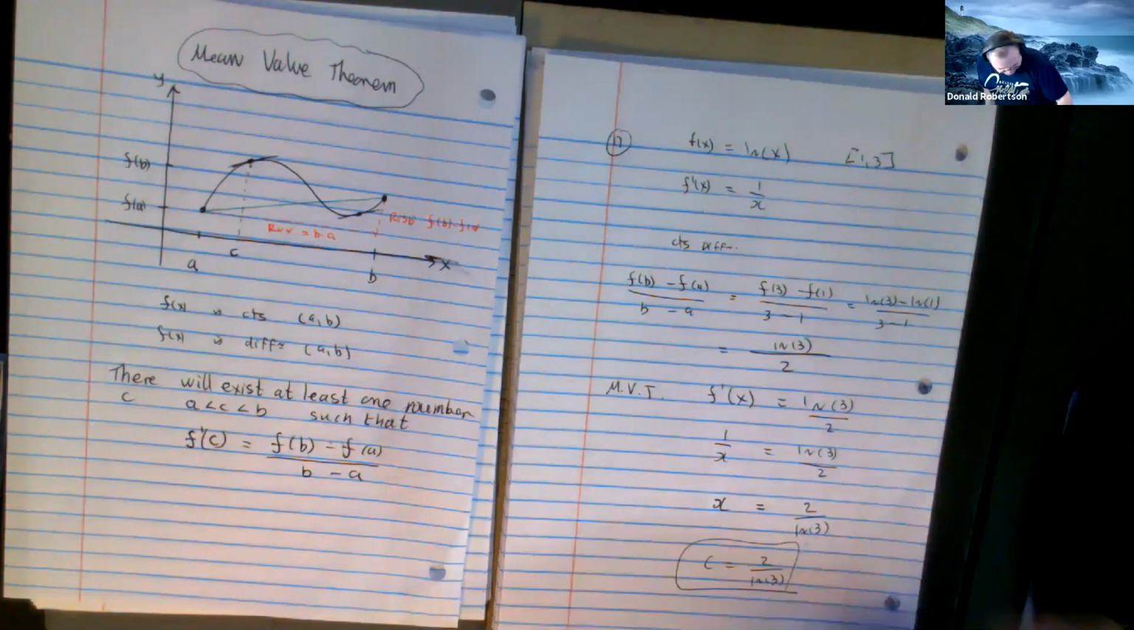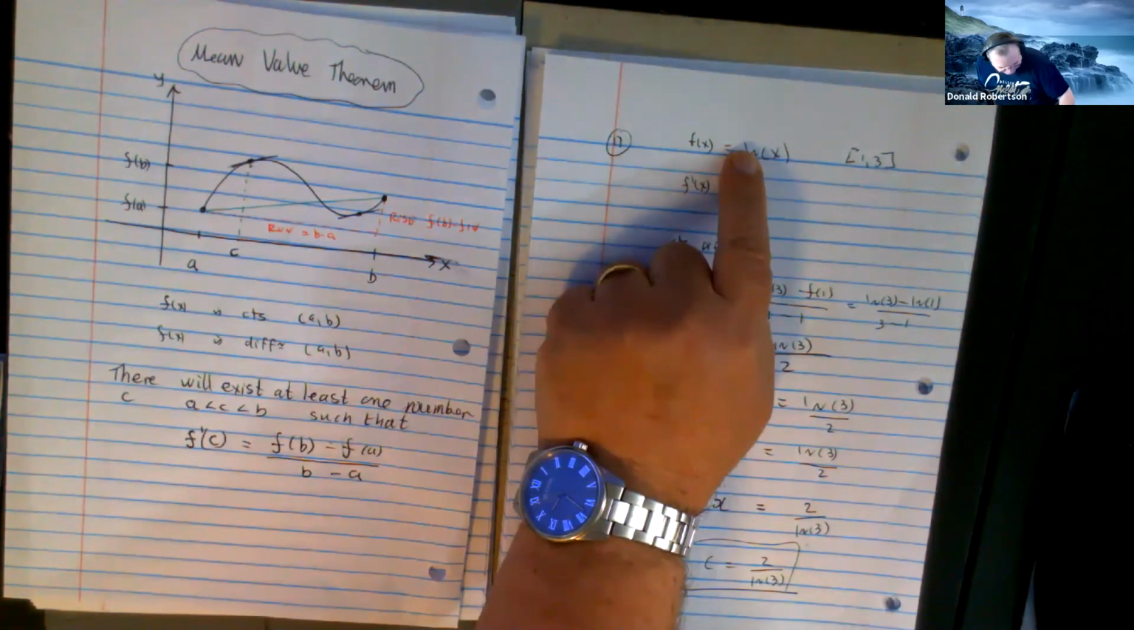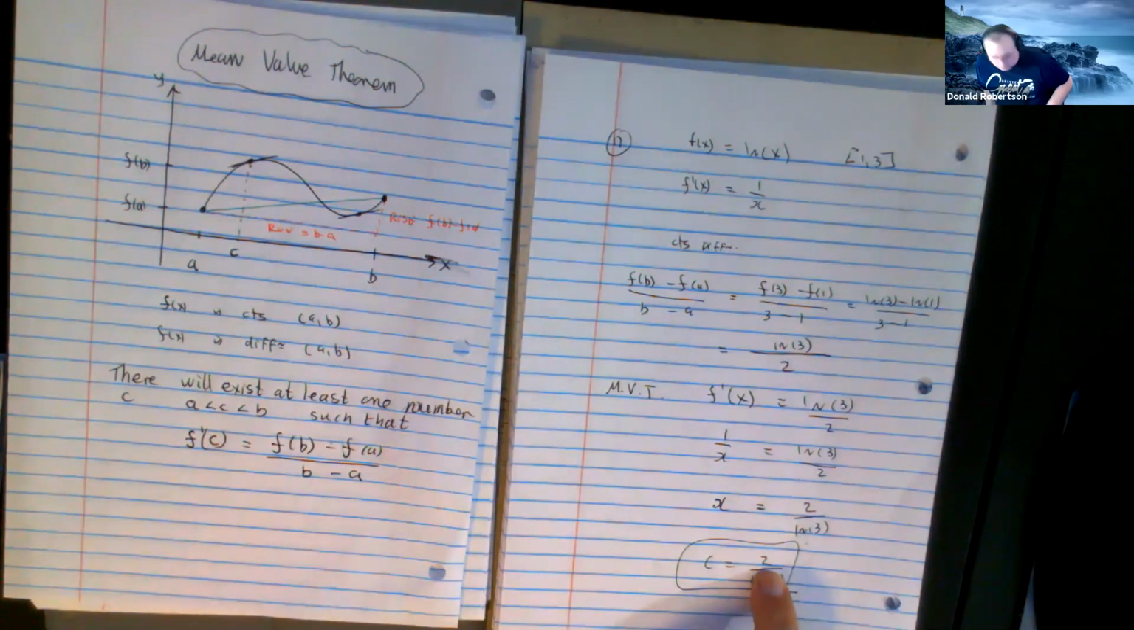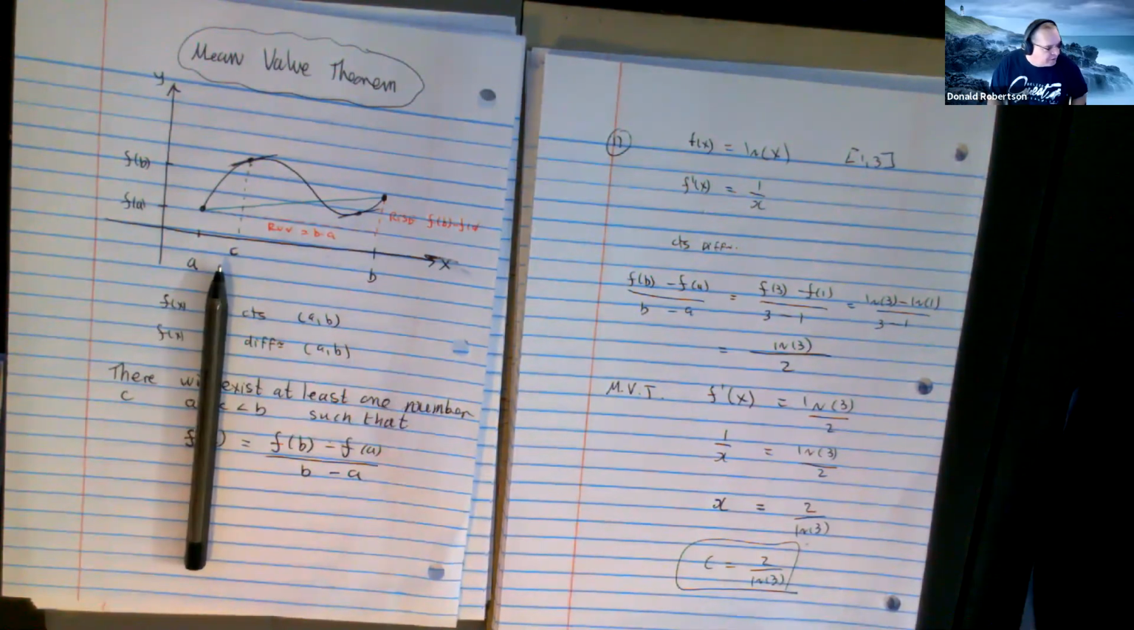Where on this curve do you have a slope that's the same as its average? When the x-coordinate is 2 over log 3 is where that will happen. That's what the mean value theorem is stating.